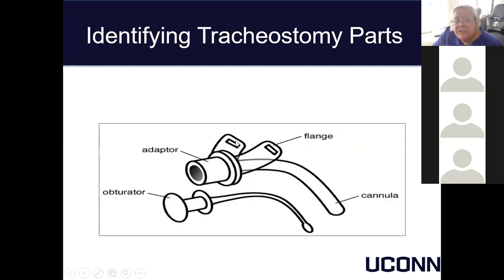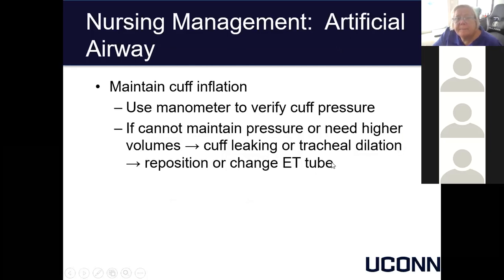The flanges are on the outside of the inner cannula, and that's what you attach your trach ties to. See those little indentations there? You can put your trach ties to them. And then there's the cannula itself. Again, cuff inflation is important to prevent tissue damage and to prevent aspiration.